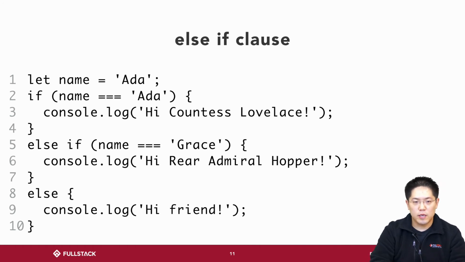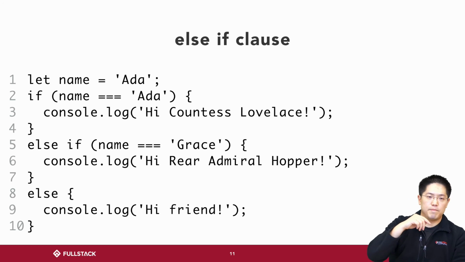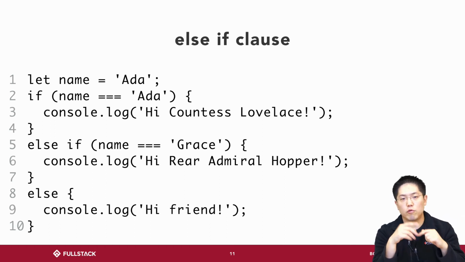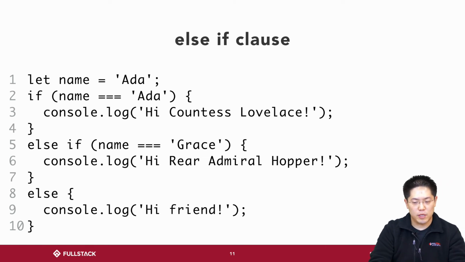And the one thing to be careful about is that even if the else if is true, it doesn't also run the else. So in this structure, it will only ever run one of these three, right? You can't run, let's say, if name equals Ada is false, name equals Grace is true, and then you have a third one, else if true, that won't run. Only one of the else ifs will run, even if multiple ones are true. So that's something to be careful of.